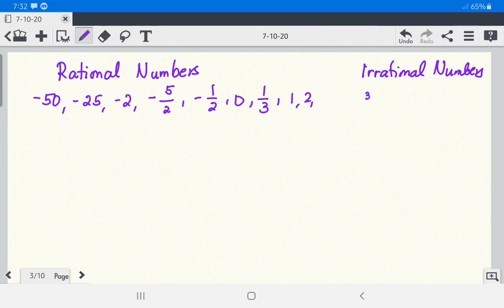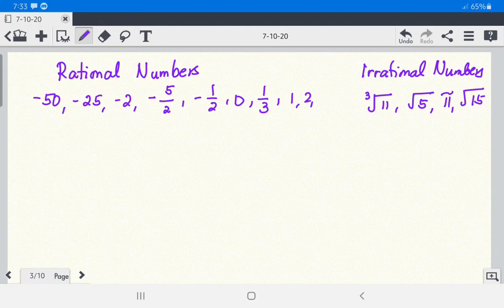And then examples of irrational numbers are cube root of, let's say, 11, square root of 5, pi, and square root of 15. So that's the rational numbers and then the irrational numbers. Okay?